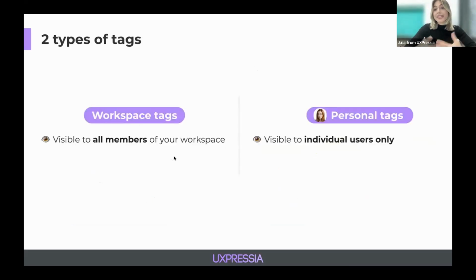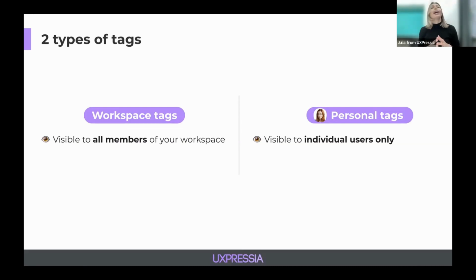So what are the types of tags? We do have workspace tags, and these are the tags that are visible to everyone in the workspace, all the contributors and the viewers, and personal tags, which are available and visible to the individual users only.